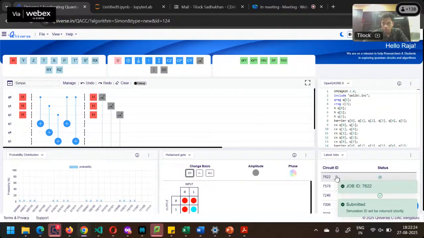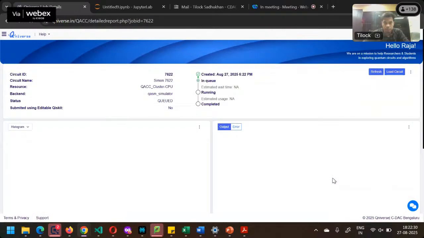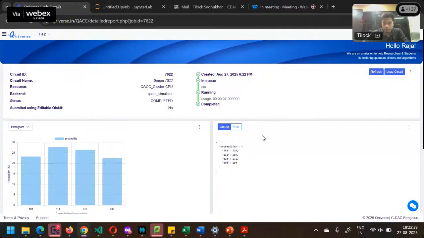if we hit the run button, the circuit runs and we can see the status here. For that particular n equals 3 system, here we have got these possible values of W for which S dot W equals 0. These are the possible four values, for which S dot W equals 0.